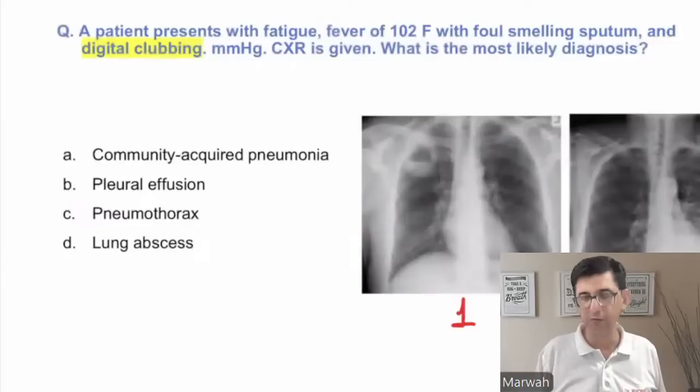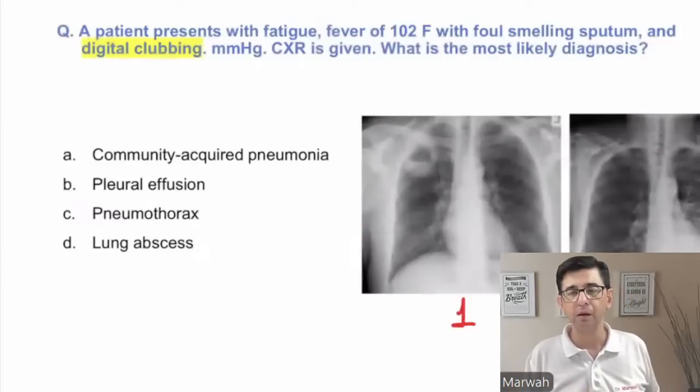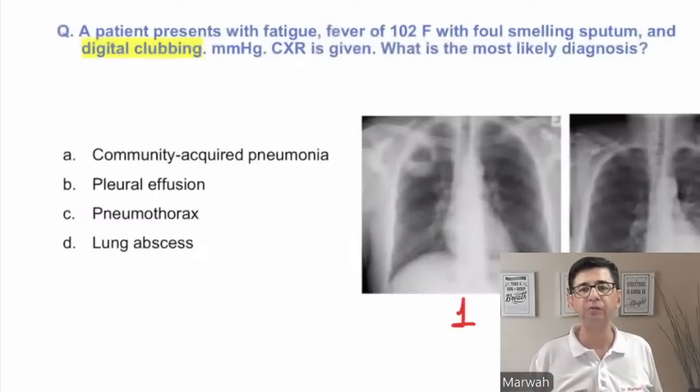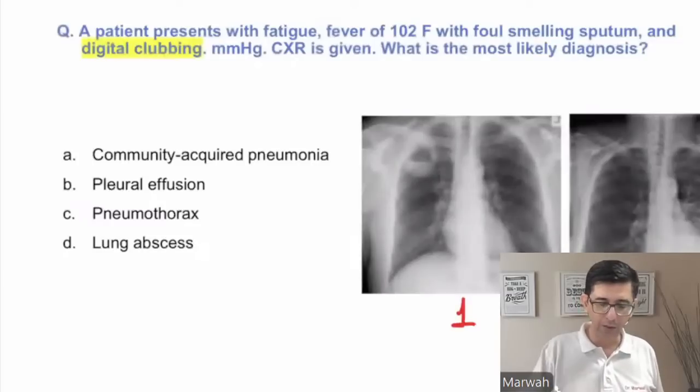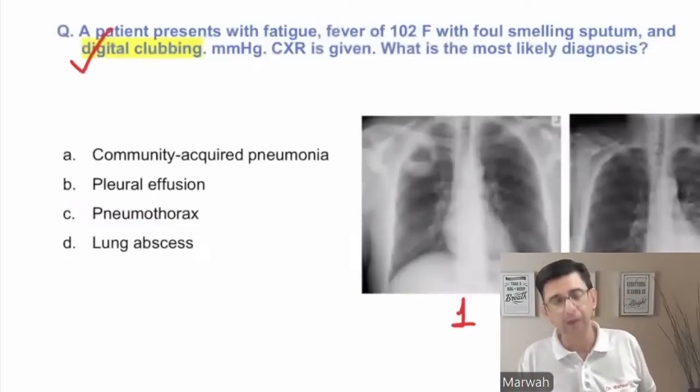The X-ray was which of the two? I'm not sure about the session, but I think the patient presented with fatigue, fever, which is 102°F with foul smelling sputum and distal clubbing. And there is an air fluid level which is present. So in case there is an air fluid level present, and clubbing is there.